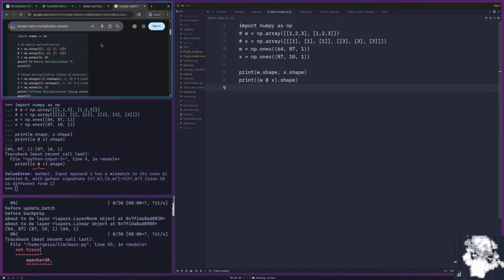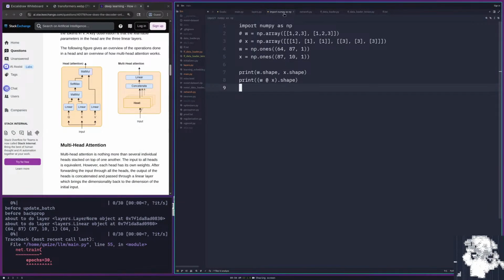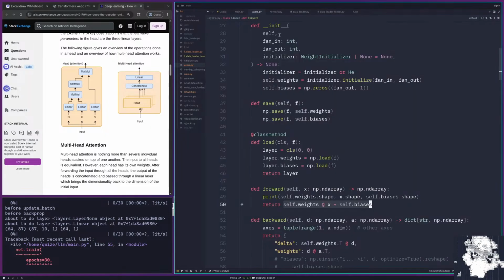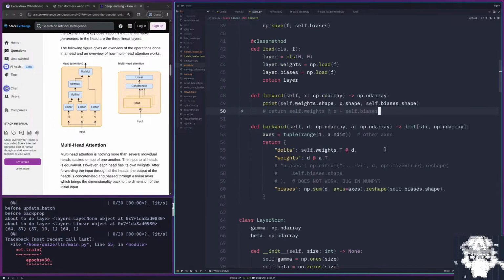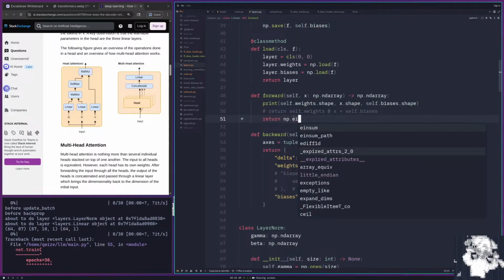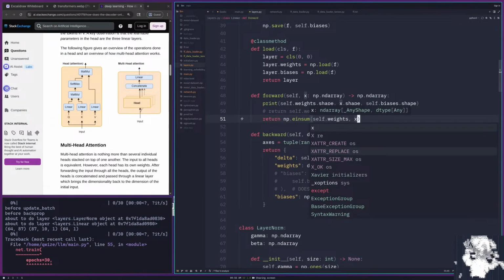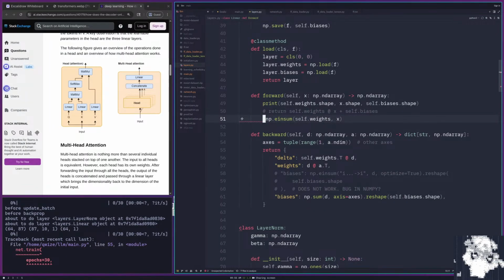Okay, well, let's move to einsum, I guess. Close that. Don't save this. Comment this out. And return np.einsum self.weights x. Actually, you can't return that because I then need to add, well, yeah, you can just add plus self.biases.